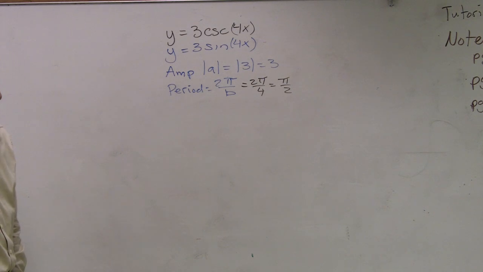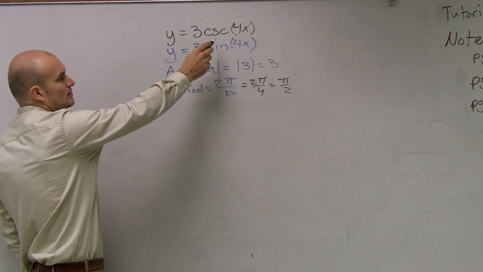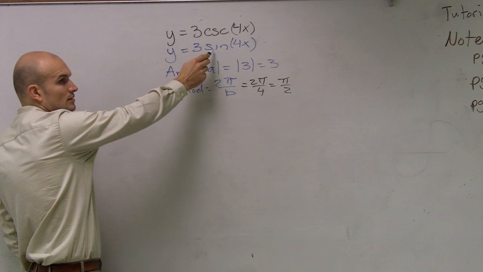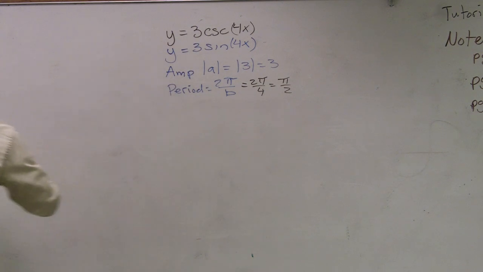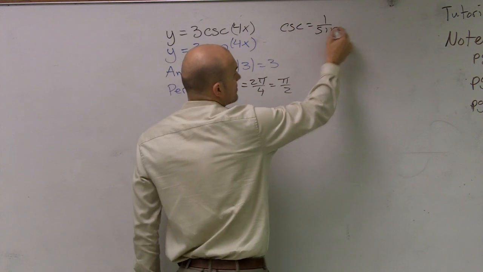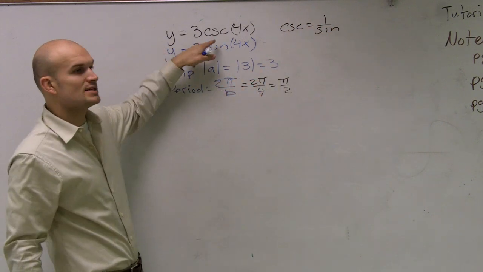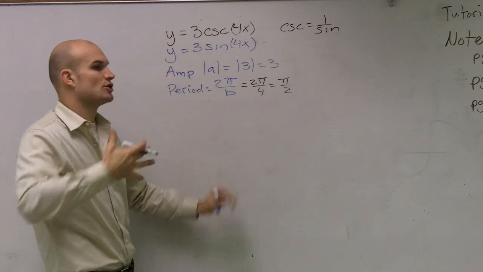Why did you put 3 sine under? Because remember, cosecant and sine are reciprocals of each other. Sine and cosecant are reciprocals of each other. Cosine and secant are reciprocals of each other. You have to remember this. That's what I told you: forget about doing cosecant right now, and let's just graph the sine function. Just forget about it for right now, and I'll show you how to go back.